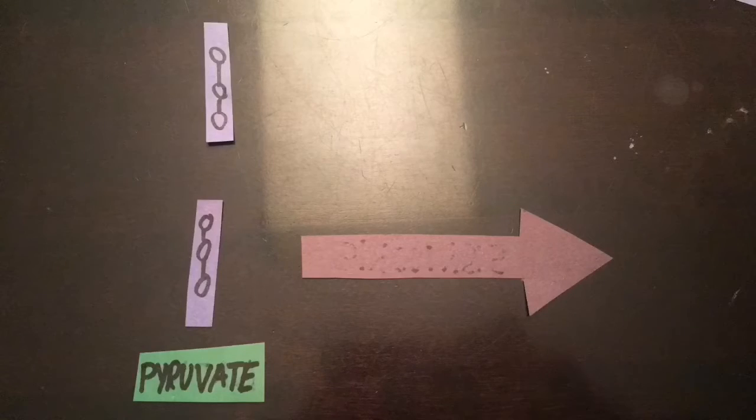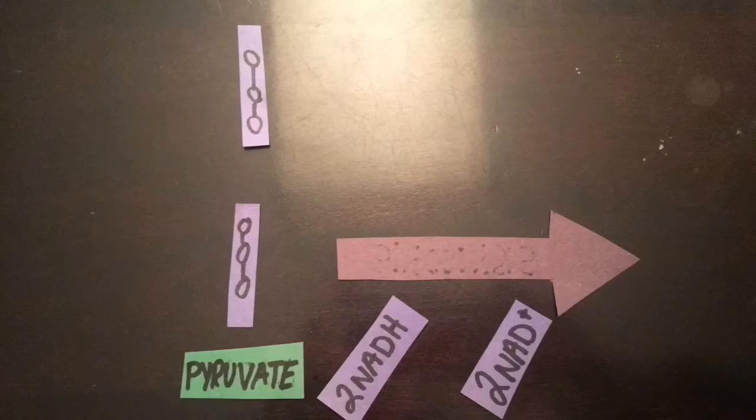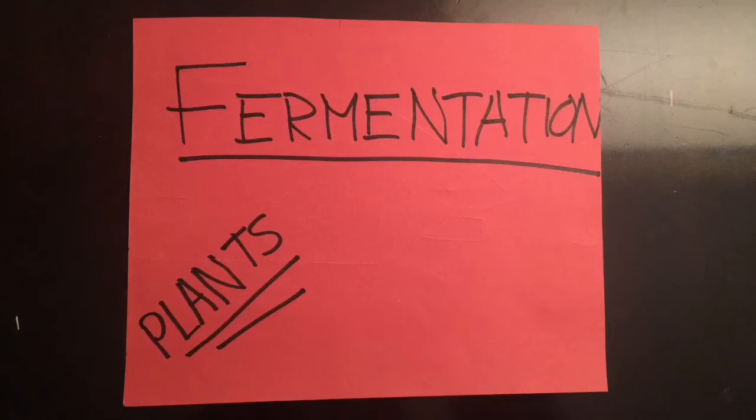but in this case, 2 NADH then reduces further into 2 NAD+. This produces lactic acid. We will now be talking about fermentation, which happens in plants.